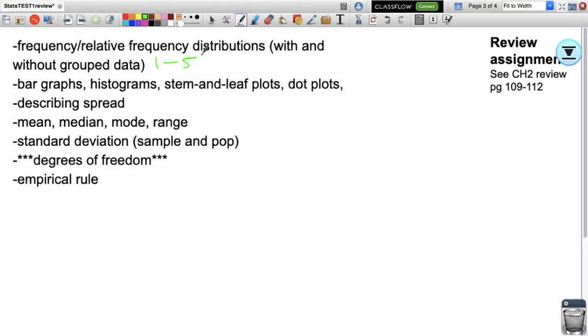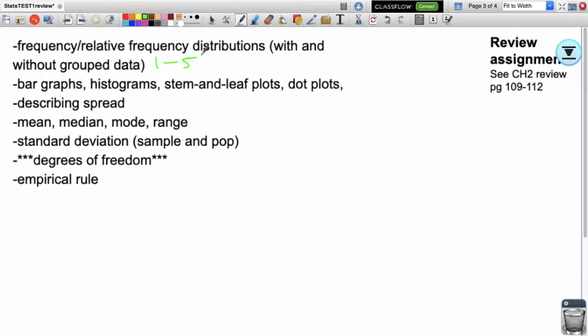Next, these are the ones where I didn't put anything except for their names. These are the ones you need to study, know how to create, know how to read, etc., from section 2. Bar graphs. Do the bars touch in bar graphs? No. Okay, and they measure categories.